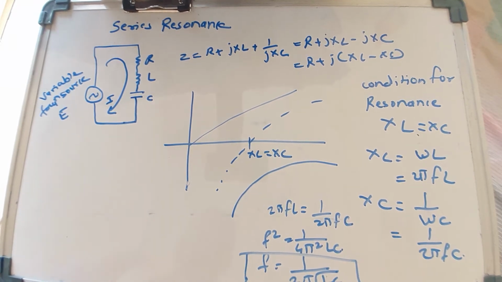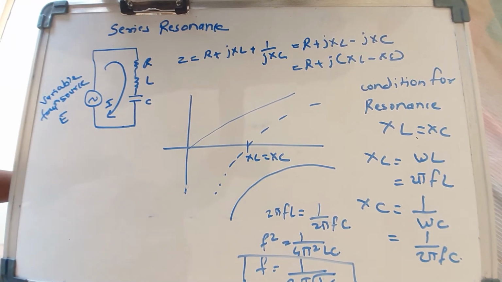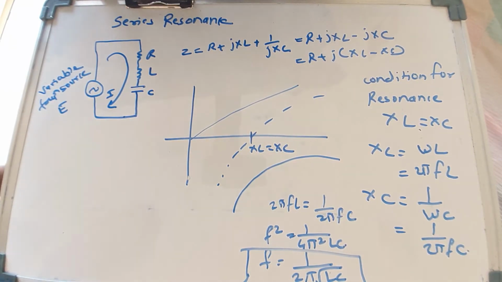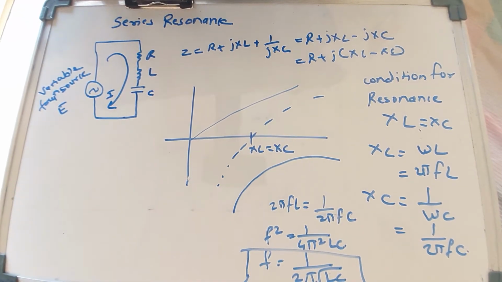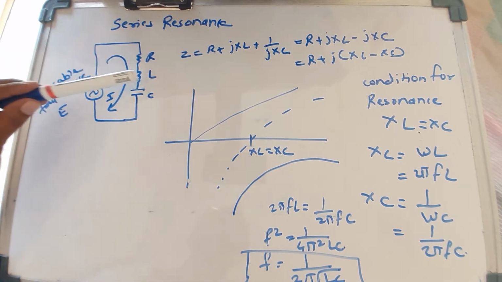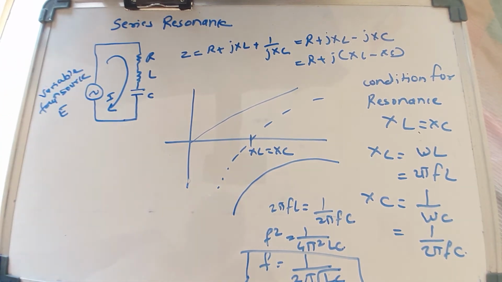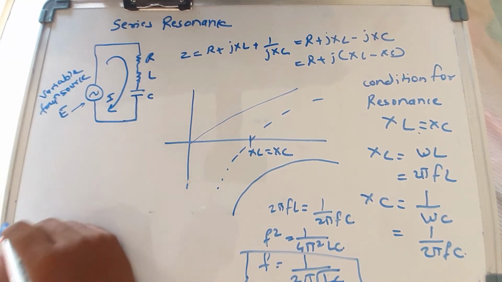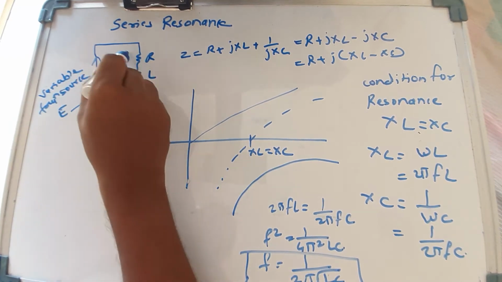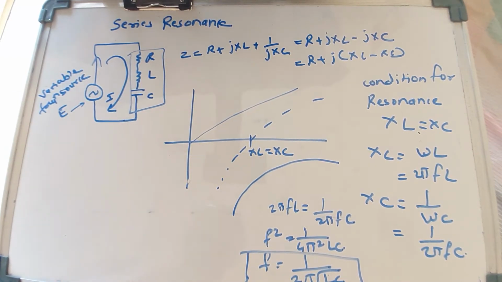In this particular series resonance, the RLC are the three components: the resistor, inductor, and capacitor. These three components are connected in series. That's why we call this circuit a series resonance. Here we apply the input supply to the circuit, and the current flows through RLC. So if these three components are connected in series, the circuit is called a series resonance circuit.